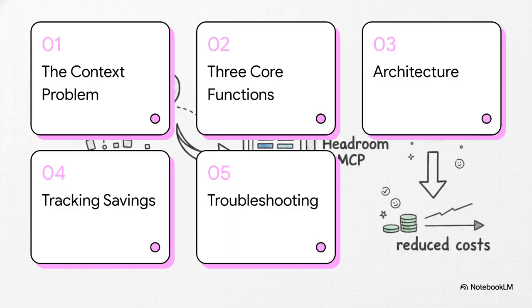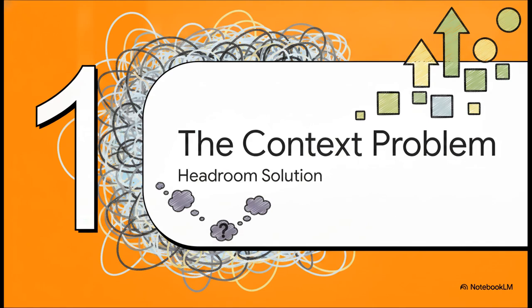Okay, here's our quick roadmap for today's explainer. We're going to cover: 1, the context problem itself; 2, the 3 core functions; 3, architecture and compatibility; 4, tracking your actual savings; and 5, a little bit of troubleshooting. Okay, let's dive into this.